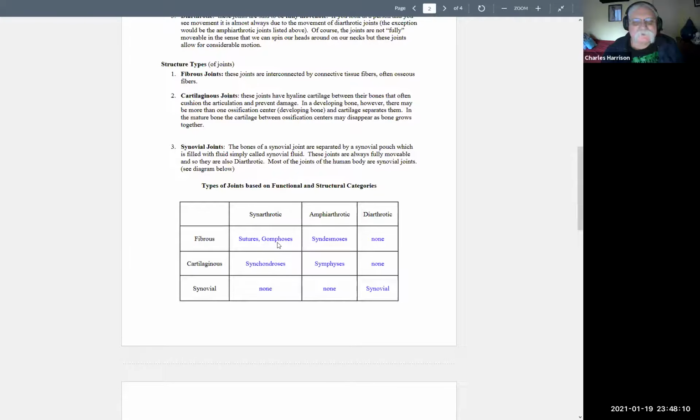A gomphosis is the joining of a tooth with the jaw. So all of your gomphoses are limited to the teeth. If you pull a tooth and you leave a peg hole, that would still be considered a gomphosis.